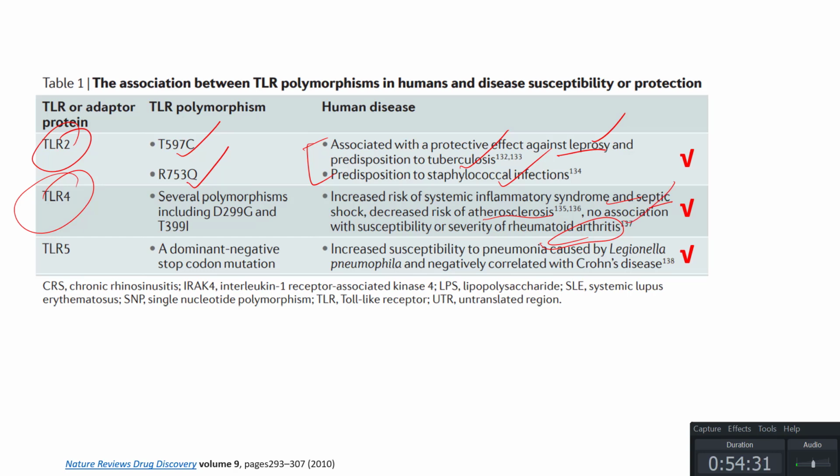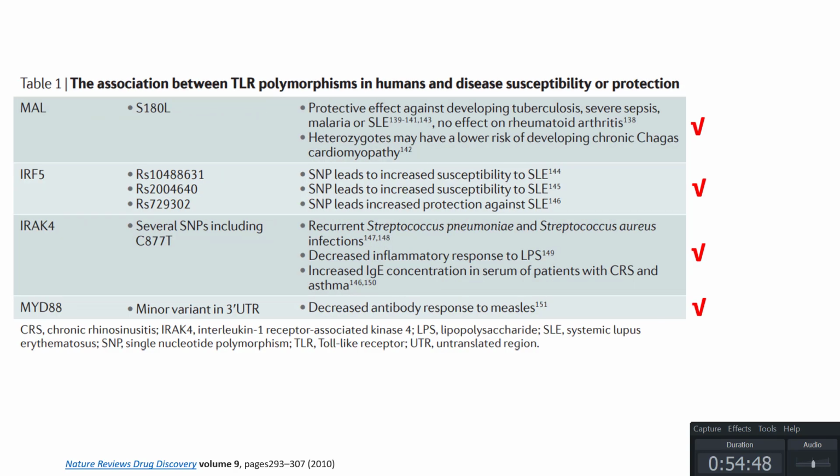And TLR5, there is one dominant negative stop codon mutation that leads to increased susceptibility to pneumonia caused by Legionella pneumophila, and is negatively correlated with Crohn's disease. Crohn's is a bowel disease, so that also leads to that.